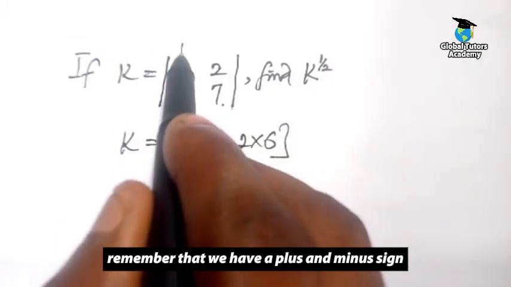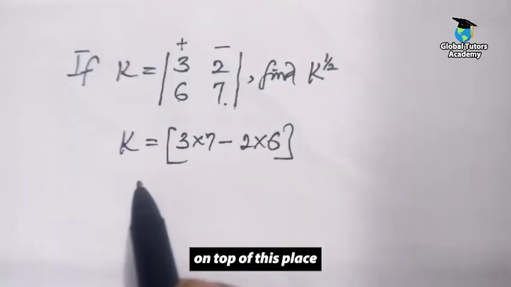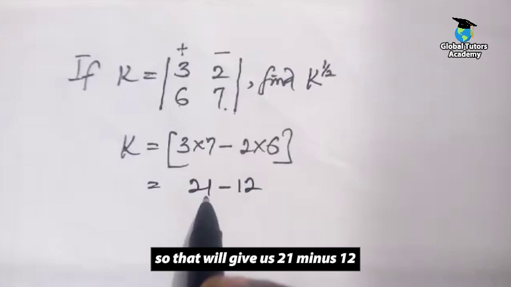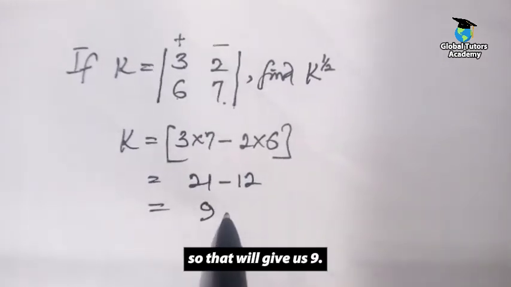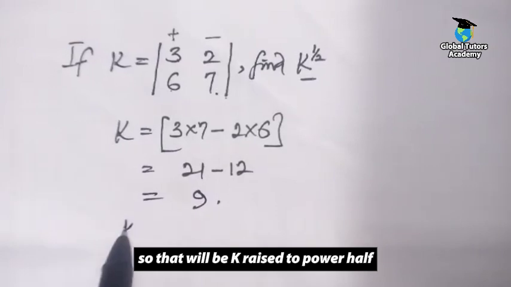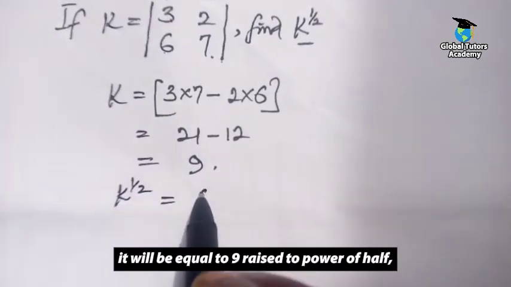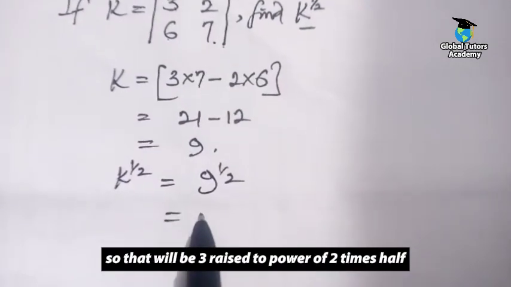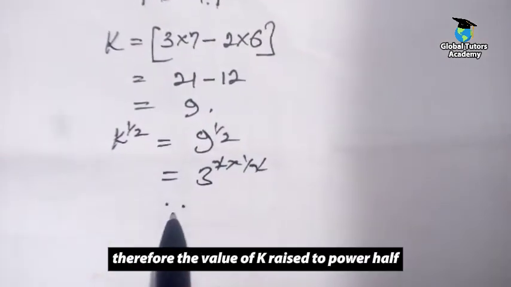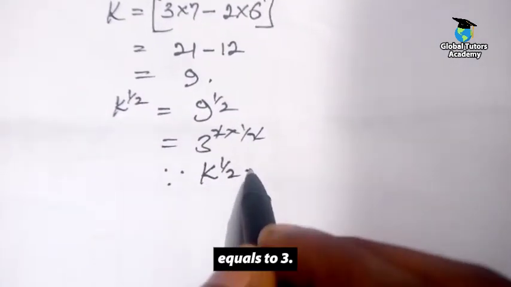Remember that we have a plus and minus sign on top of this place. So that will give us 21 minus 12, so that will give us 9. Remember that we have k to the power half here. So k raised to the power half will be equal to 9 raised to the power half. So that will be 3 raised to the power 2 times half. So this we cancel this. Therefore, the value of k raised to the power half equals 3.